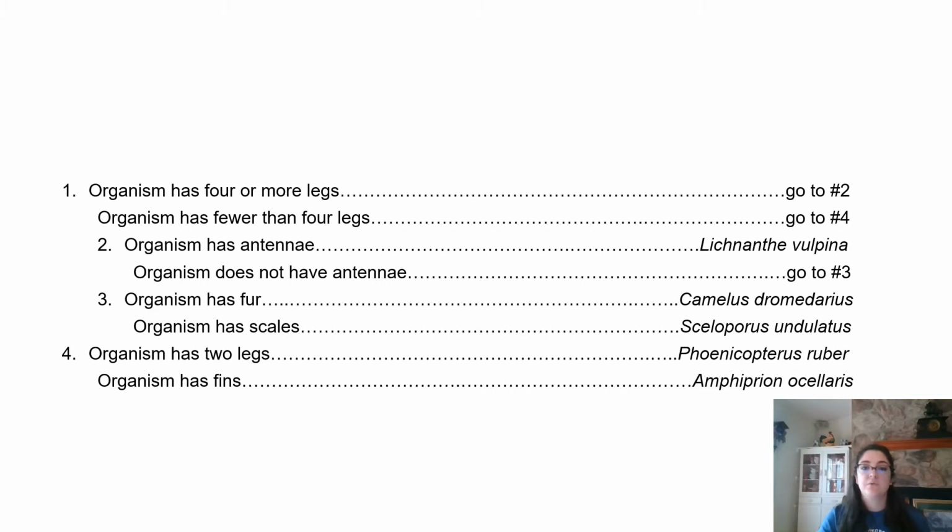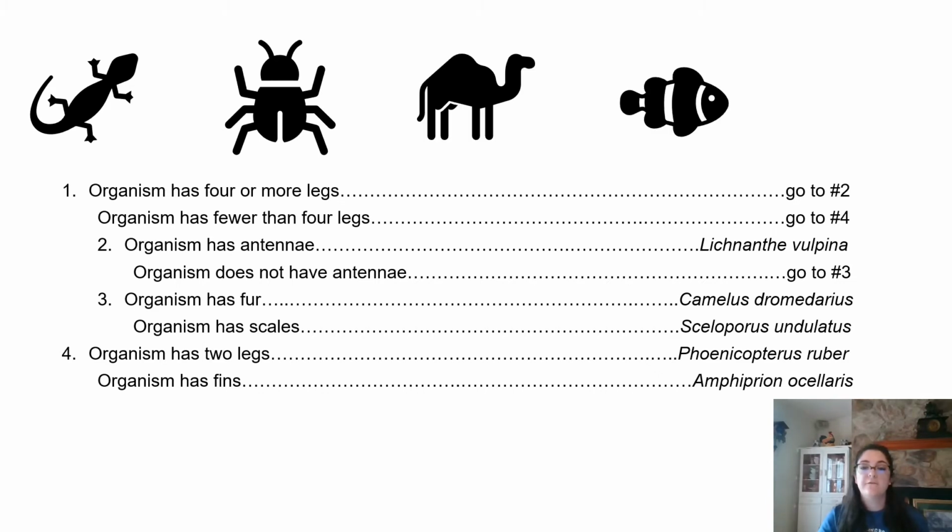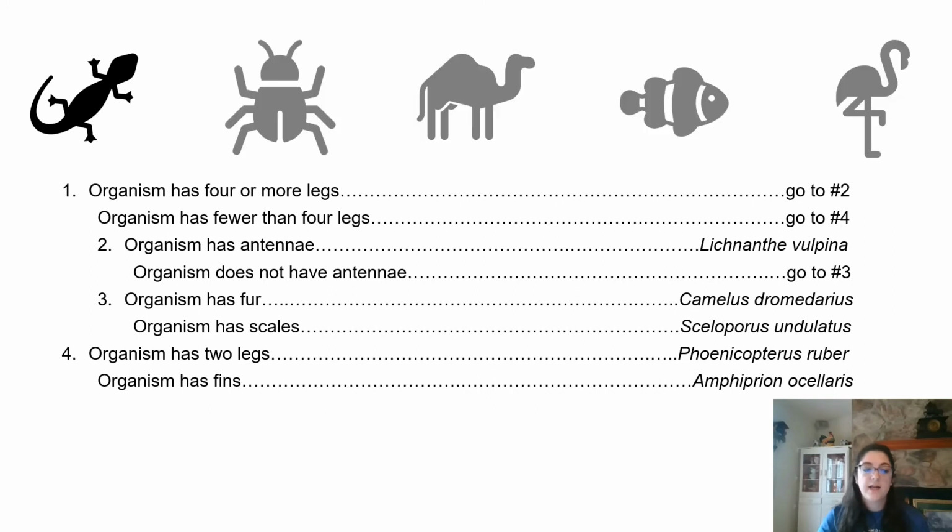I've added some icons from the PowerPoint gallery, and here we see a lizard, a beetle, a camel, a fish, and a flamingo. You should all know the basic characteristics of these animals, and you should be able to go through this key with no problem. I'm going to throw up some questions on the right-hand side of your screen, so you're going to answer those and select the option that you think best fits the organism as we go, and then once you answer the question, the video will resume. So we're going to go ahead and identify this lizard right here.